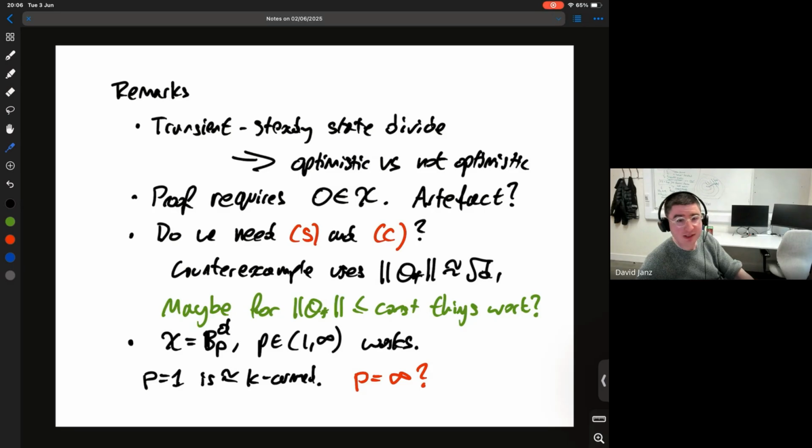Do we need the smoothness and strong convexity? Well, if we want this scale invariance up to square root d, it seems like we need some assumptions. But maybe if the norm of theta star is bounded by a constant, things work without further assumptions. This proof works for the arm set being, for example, an Lp ball with p between 1 and infinity. P equal to 1 is almost the k-armed bandit setting, so one could probably sit down and do a custom proof for that. So linear Thompson sampling probably works on the L1 ball.